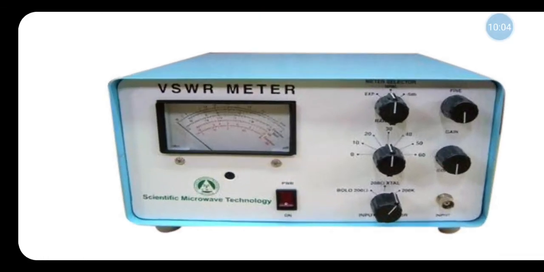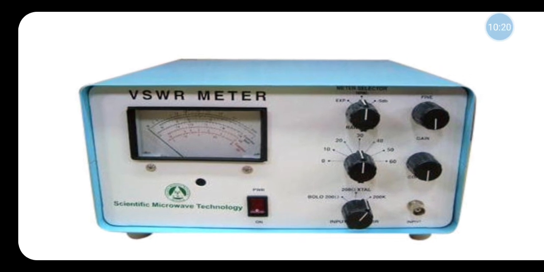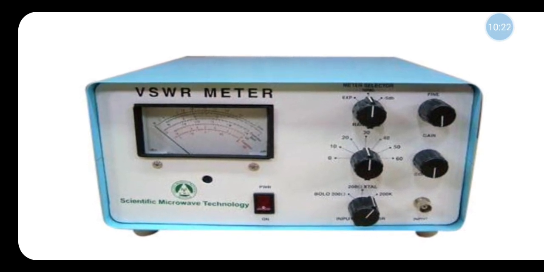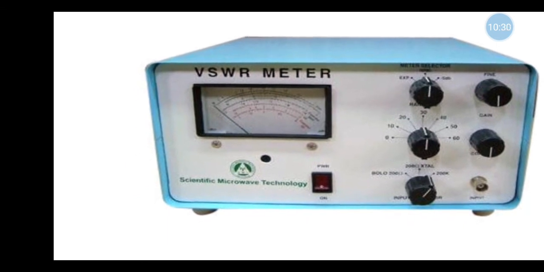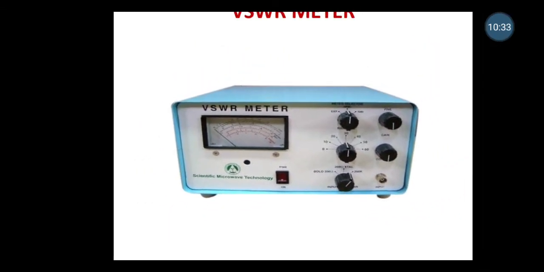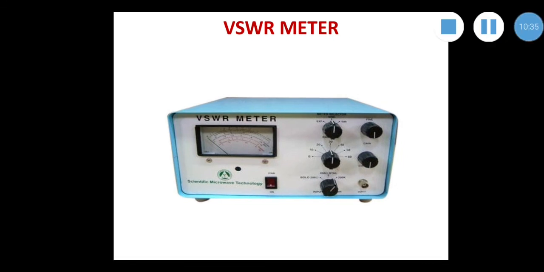And this is actually the VSWR meter or voltage standing wave ratio meter. This will have a meter select switch which will be kept in the normal mode, usually arranged in a DP switch. And on the right side you can see fine and coarse knobs for gain value, and a power switch is also provided. So these are all the major components in the microwave test bench setup.